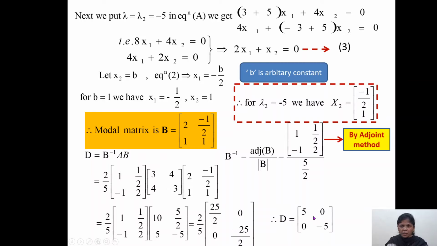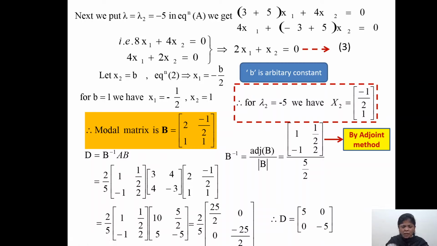So I hope the method is clear to you. Recollect what we have done in this example. We started with the characteristic equation, then we obtained eigenvalues by solving that characteristic equation. Then we had two eigenvalues, so corresponding to each eigenvalue we got x1 and x2, which are eigenvectors, and after that we wrote simply a modal matrix, which is nothing but a matrix of eigenvectors. And as it is required in this example to convert it into a diagonal form, we evaluated B inverse AB, and we noticed here that the diagonal elements are nothing but the eigenvalues.